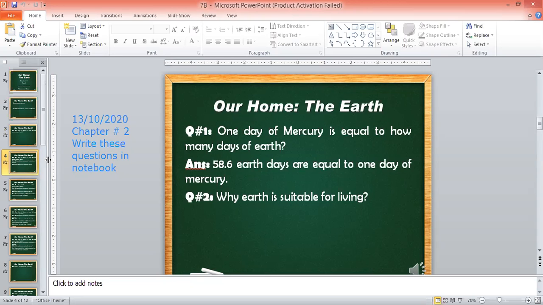Remember everyone, those students who joined the class right now, they may open the notebook. We are going to do the question and answer session. What you have to do, you have to write the name of the chapter on the top of the page, and you have to write the date on the left hand side, on the left topmost corner.